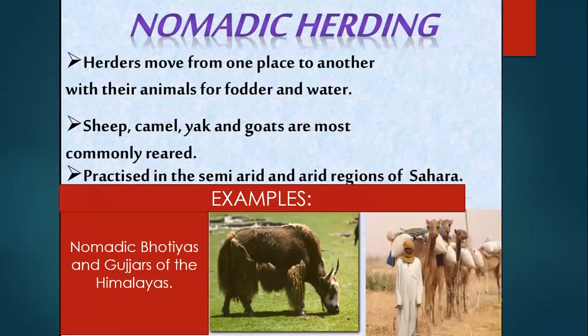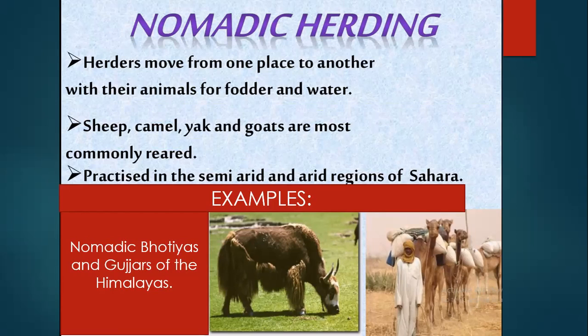Nomadic herding: here herders move from one place to another with their animals for fodder and water because they are totally dependent upon their animals. They don't have anything else. They may have a small farm or something, but that will be looked after by their family members who are living at home, maybe their wife or their parents or their children. But mostly they are dependent upon their animals. So for fodder and water, they keep on moving from one place to another.